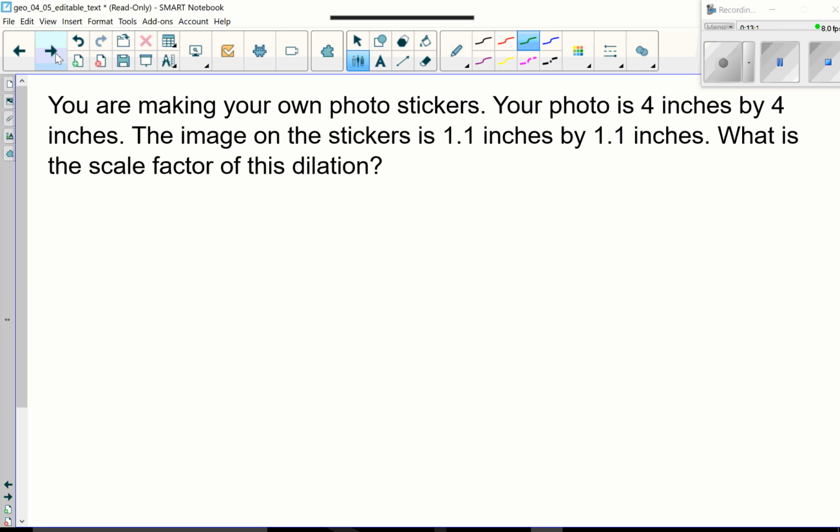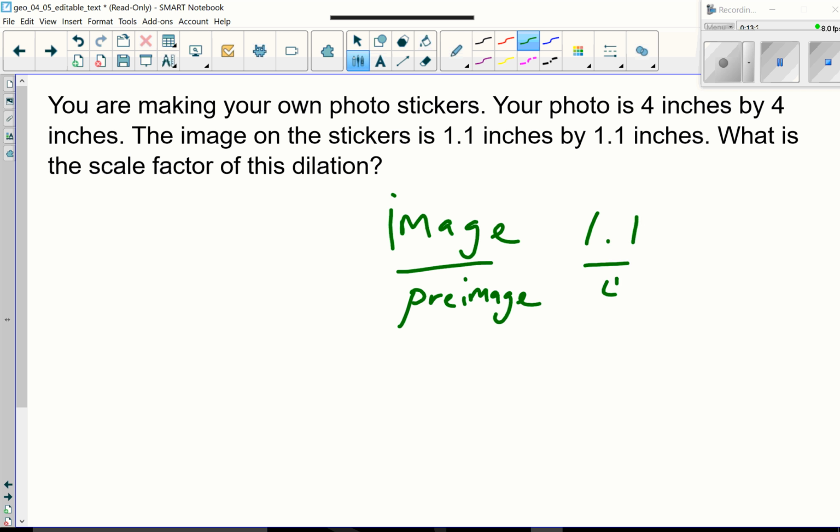Two more. This time we're going to take a photo that was 4 by 4 inches, and we're going to reduce it down to 1.1 inches. So a 4 by 4 square to a 1 by 1 square. So again, all we're going to do is take our image length divided by our actual or original, or I call it the pre-image length. So in this case, we're taking 1.1 divided by 4.